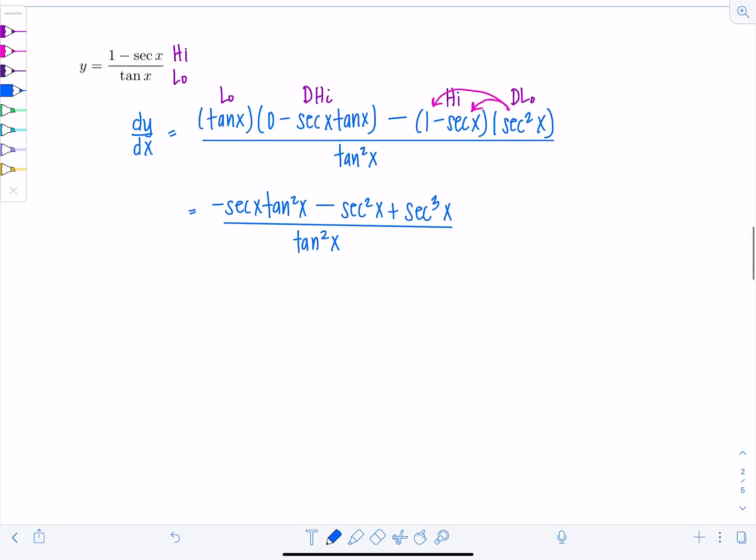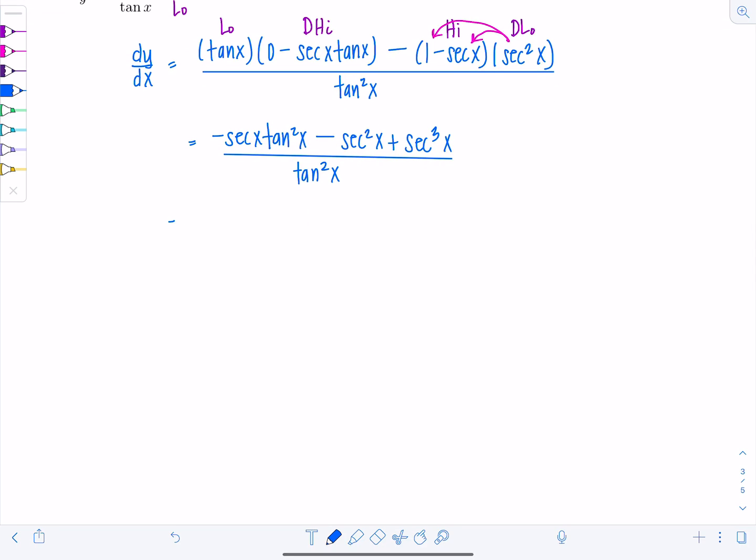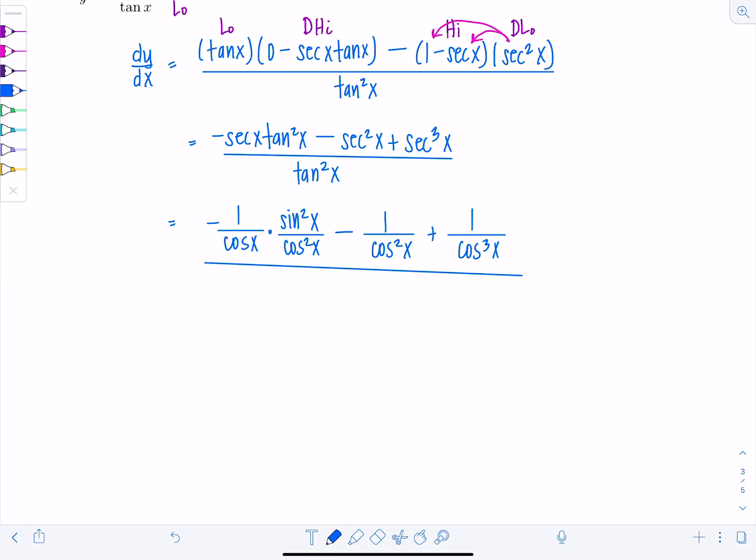Okay, let's rewrite everything in terms of sines and cosines so we can clean it up a bit more. So secant x, that's negative, because there's a negative out there, 1 over cosine x. Tan squared x is sine squared x over cosine squared x. Minus secant squared x, that's 1 over cosine squared x. Plus secant cubed x, so that's 1 over cosine cubed x. And then this is all over, you guessed it, sine squared x over cosine squared x.